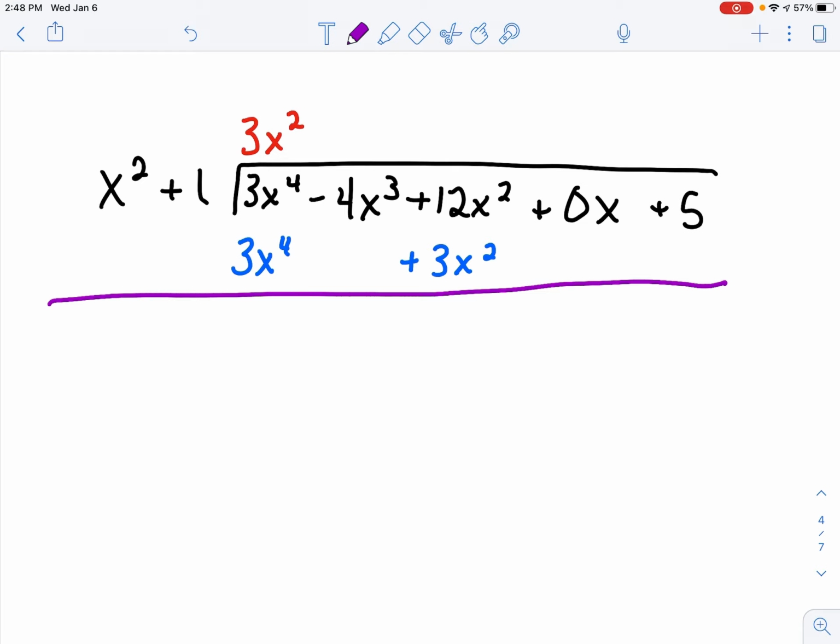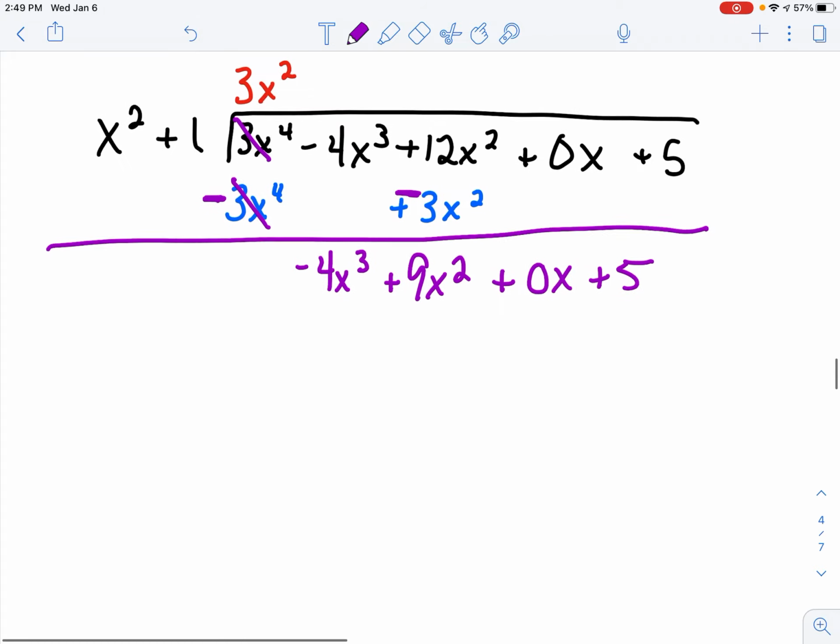I need to change my signs here. So change, change. And now I'm going to combine. So these cancel. And if those don't cancel, you've done something wrong. Bring down the negative 4x cubed and 12x squared minus 3x squared is 9x squared. Bring down the 0x and the plus 5. Remember, the 0x is kind of like holding the x spot in case we need it.